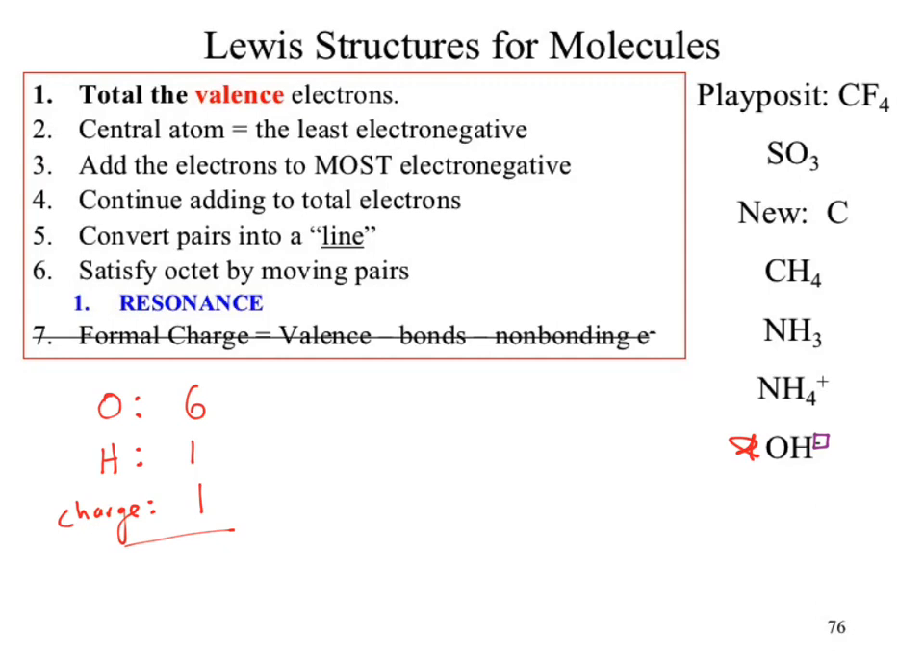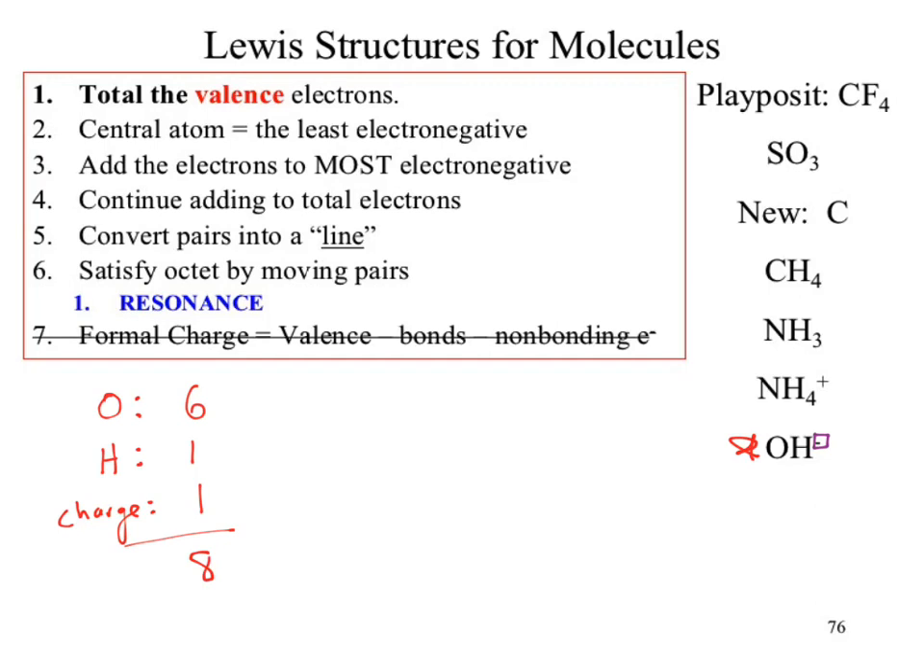What if it said -2? I add 2 electrons. If it were -6, you add 6 electrons in. We add that up and we get 8 electrons.